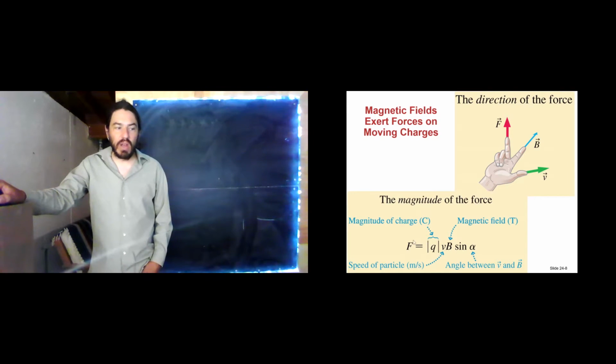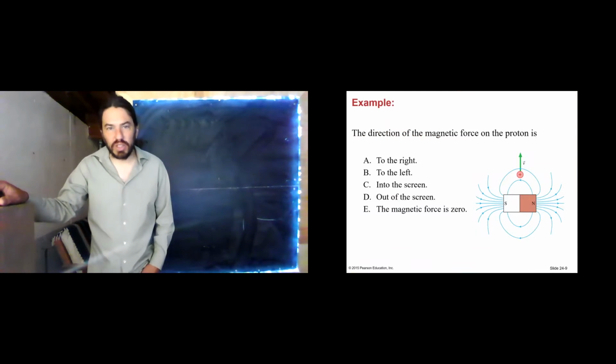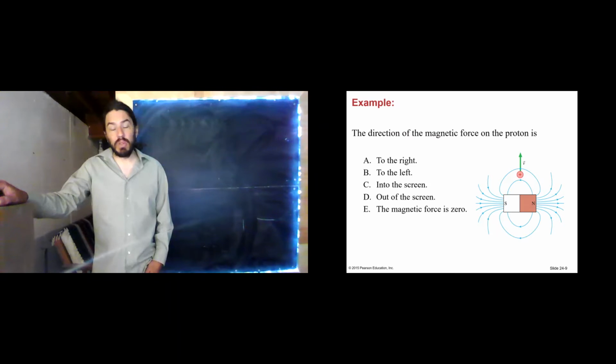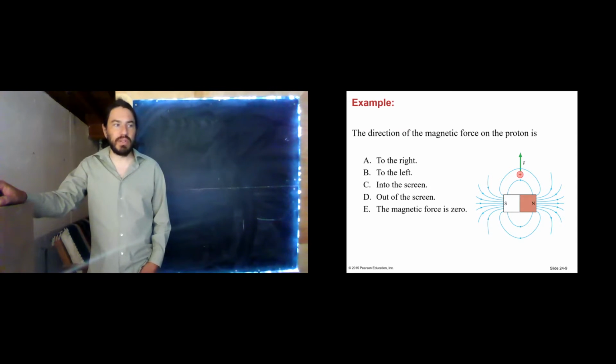If the velocity is 0, the force is 0. If alpha is 0, the force is also 0. If alpha is 90, that's the very largest that the force can be. Well, let's practice just a little bit using the right-hand rule. I think the equation there is fairly straightforward. It's really the right-hand rule that's tricky.